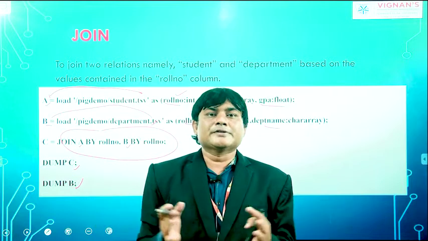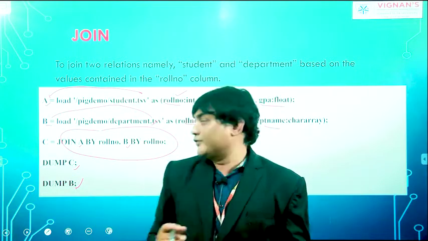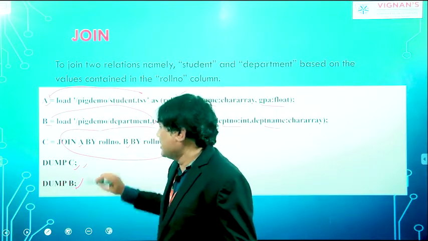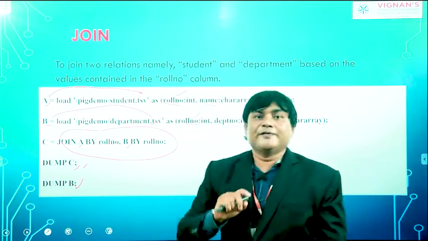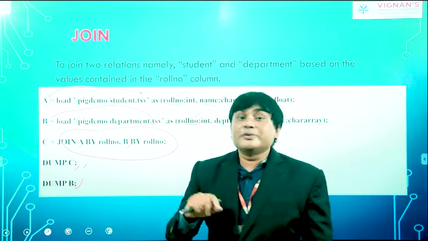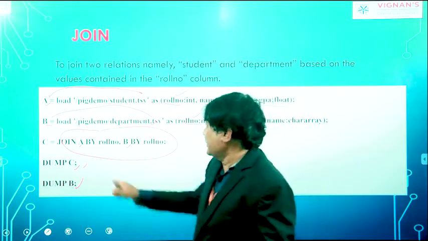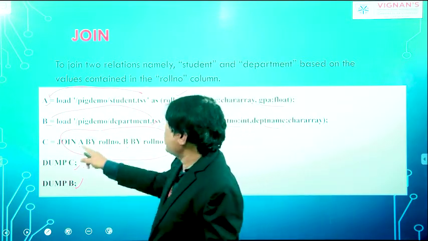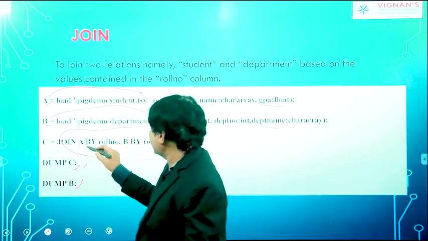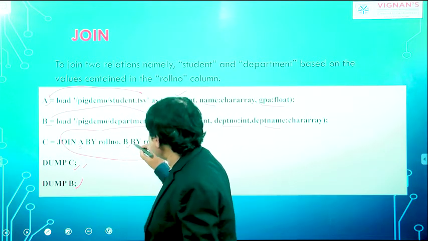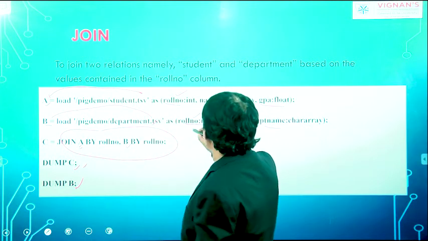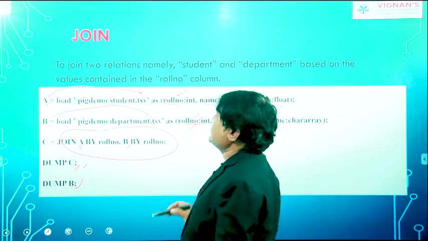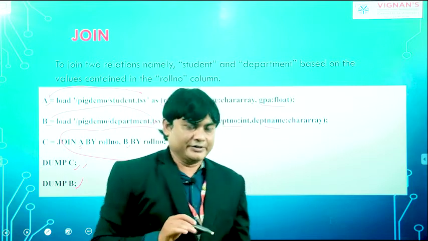It means both the tables are getting joined. For that we have to use dump C. This dump C is basically used if you want to display the result on the screen. C means you are performing the join operation on relation A and relation B using the roll number field, because roll number is common in both, so it is possible to perform the join.